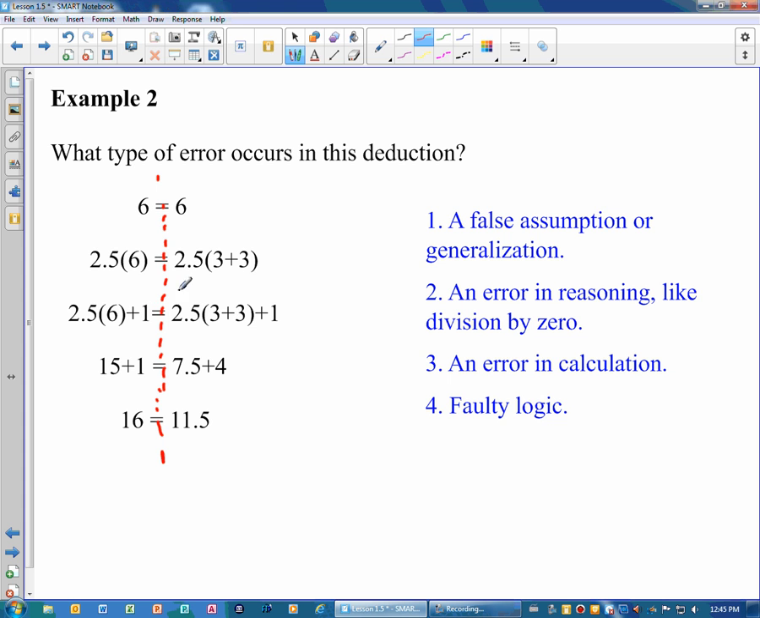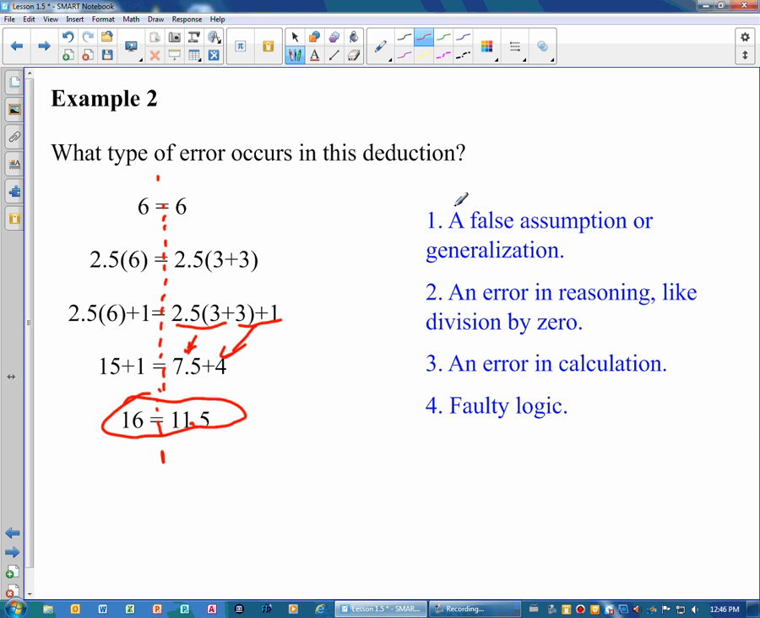On the third line, notice that they have added a 1 on each side. So line 3 is exactly like line 2, but they're adding plus 1. In line 4, it looks like they've converted 2.5 times 6 into 15 plus 1. And over here, they have 7.5 plus 4. So they've taken 2.5 times 3 to be 7.5, and they've done 3 plus 1 is 4. And then they're coming up with a statement that 16 is the same as 11.5, which we know isn't true. So there is an error, absolutely, because there's no way that 16 equals 11.5.